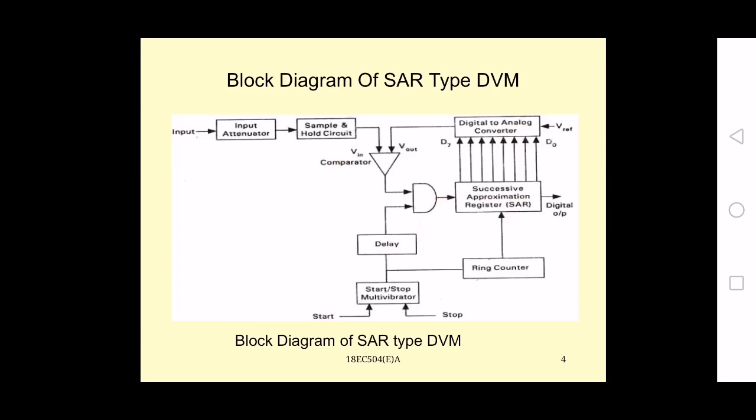So in this one, the main block here is the comparator. You can take a screenshot or you can take the diagram of the successive approximation type DVM. It's better to draw this diagram.